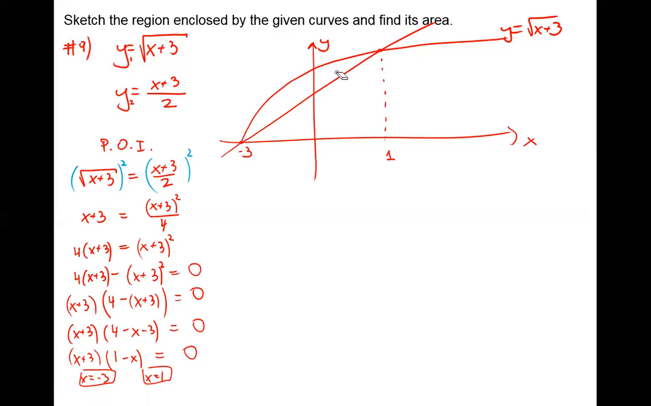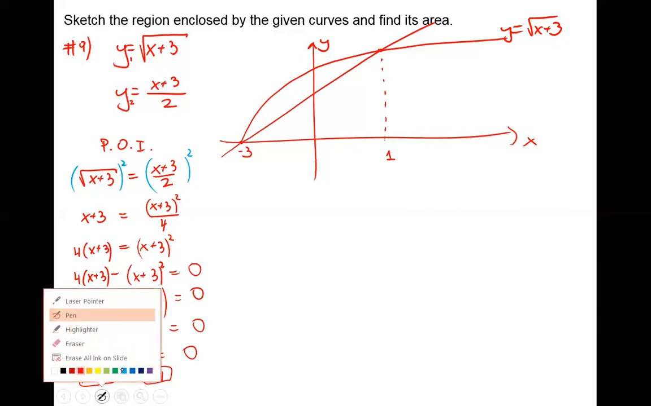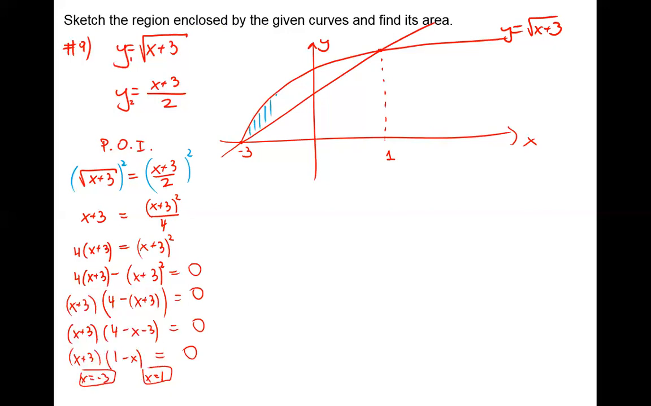Okay, that means the region which is bounded by these two curves is actually here. And we can nicely see the top function, and we can see the bottom function. The bottom function is simply a line. That means the area will be defined as a definite integral from negative 3 to 1. The top function is the square root of x plus 3 minus this one.